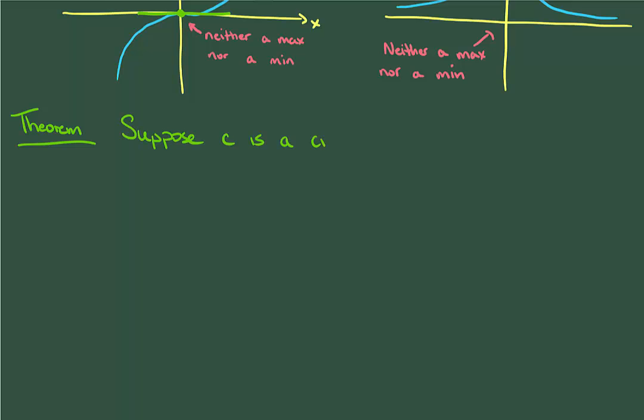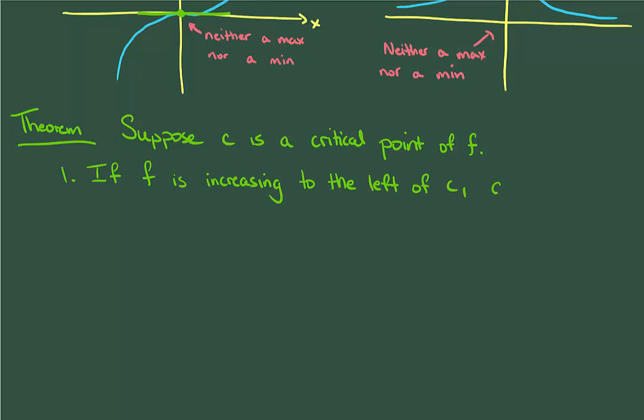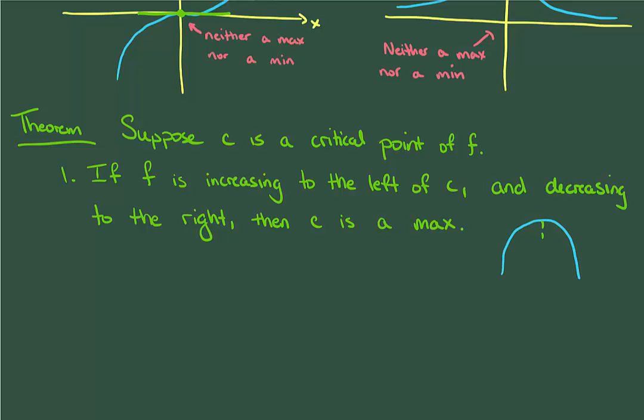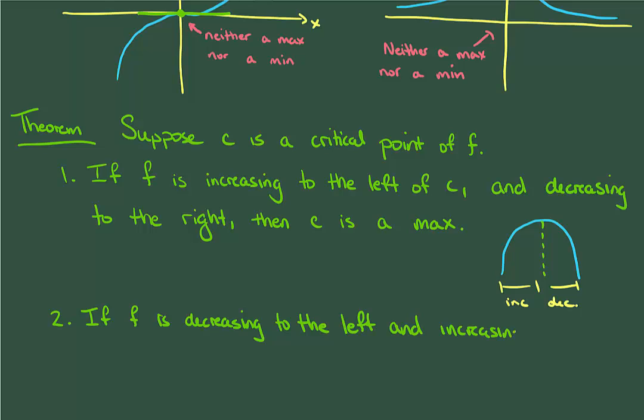Let's suppose then that c is a critical point of the function f. If f is increasing just to the left of c and decreasing just to the right of c, then c must be a maximum. This is easy to remember. Just draw a picture of something that goes from increasing to decreasing, and yep, that's a max. As usual, we flip this around as well, so that if f is decreasing just to the left of c and increasing just to the right of c, then c is a minimum. Again, drawing a picture makes it clear that this is true.